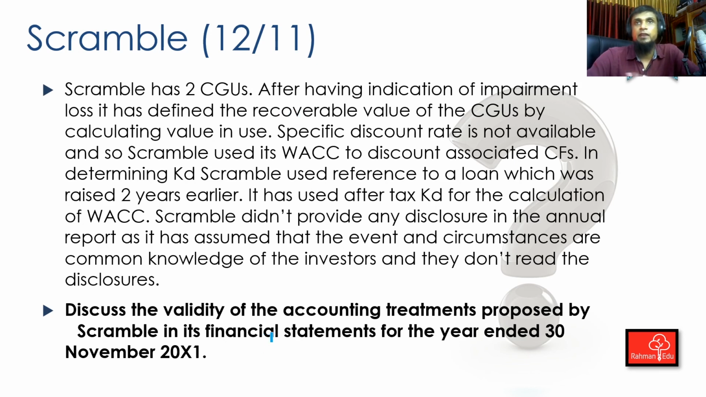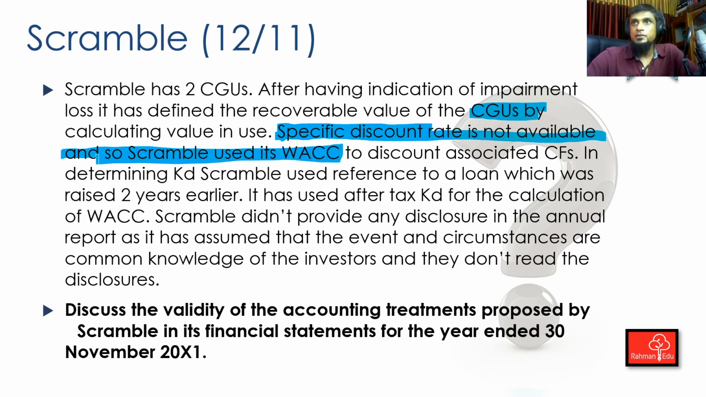And again, you will have 5-6 marks, sometimes 7 marks for a part. Maybe it will not have more than 5-6. For a CGU, previously we talked about mainly cash flows, and this time we are talking about mainly discount rate. A specific discount rate is not available, and so Scramble used WACC. Do you complain or do you accept? Do you have any advice to Scramble on it?